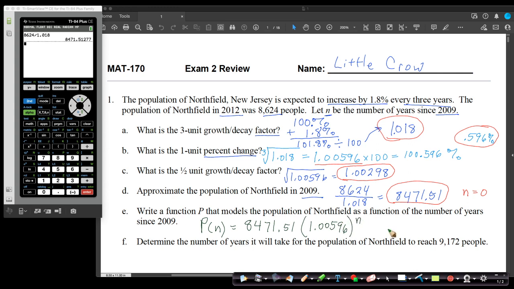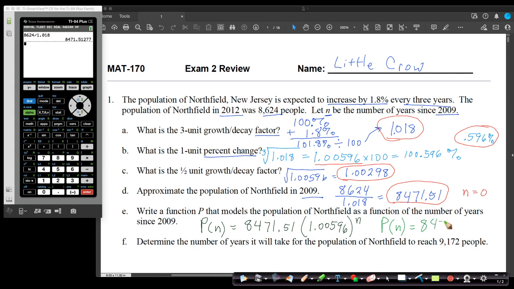Now, alternatively, we could also set it up with the 3-year growth factor. And that's what's in the answer key. So I'm going to highlight that. I didn't mess it up here. I'm using the 1 year because we might not want to just count by every 3 years. This other formula will handle it as well.